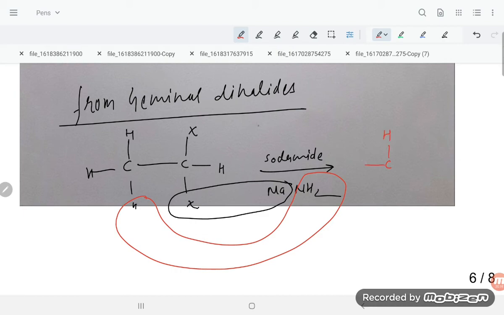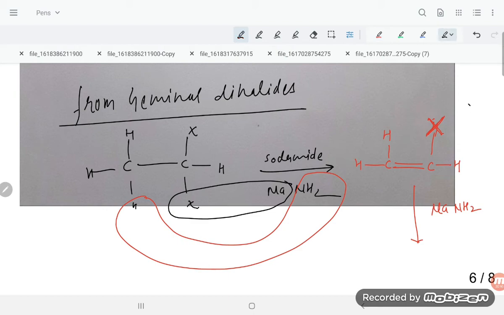Here is H, here is hydrogen. Now here will be a double bond C, and here again X, and here is H. Next point, this is the X. Next, you are taking NaNH2.